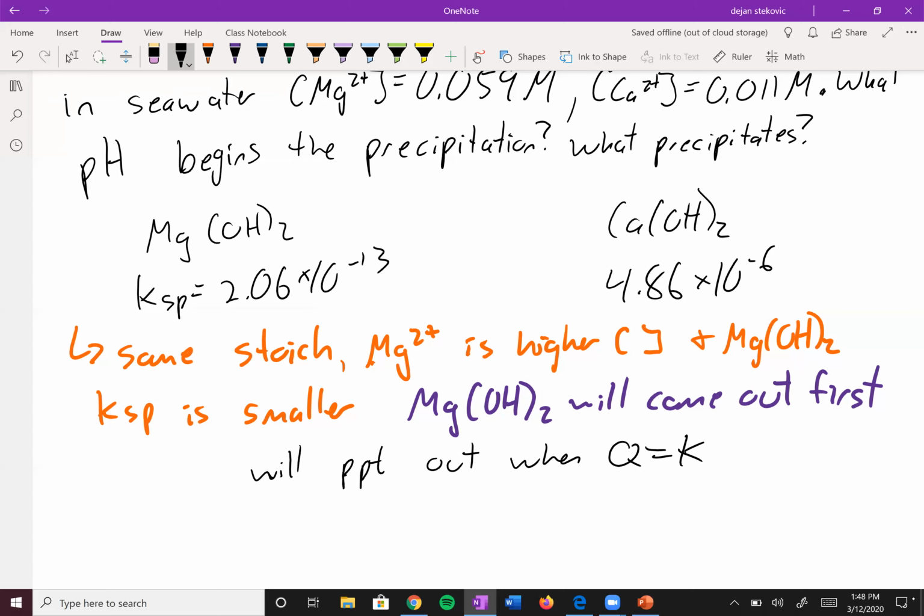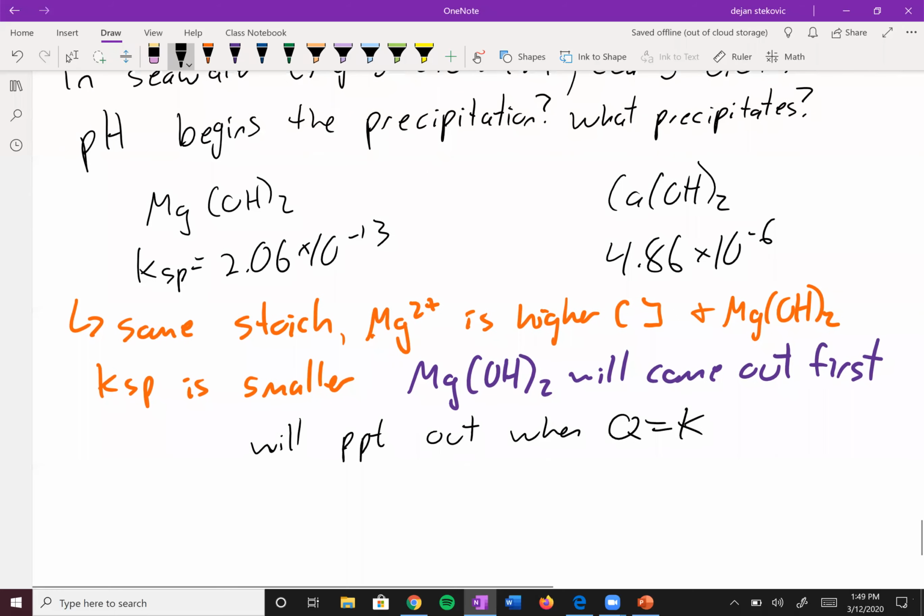So do we know the value of K? Yeah, it's given to us right there. So we want to find when Q is equal to K. Are we changing the concentration of the magnesium? That's kind of fixed already, right? What we're talking about is the pH. So pH, we're talking about how much acid or base we're going to add. In this case, we know that K is equal to the numerical value of 2.06 times 10 to the negative 13.